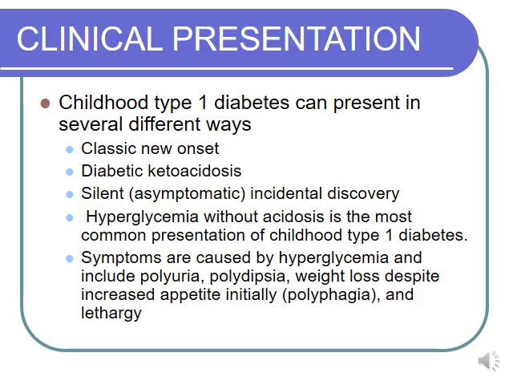So in this clinical presentation, we will go through the different ways type 1 diabetes will present. So classic new onset, diabetic ketoacidosis, silent or asymptomatic insulin discovery. Hyperglycemia without acidosis is the most common presentation in childhood type 1 diabetes. Symptoms are caused by hyperglycemia, that people very well know. There is polyuria, polydipsia, weight loss despite increased appetite, initially polyphagia, and lethargy.